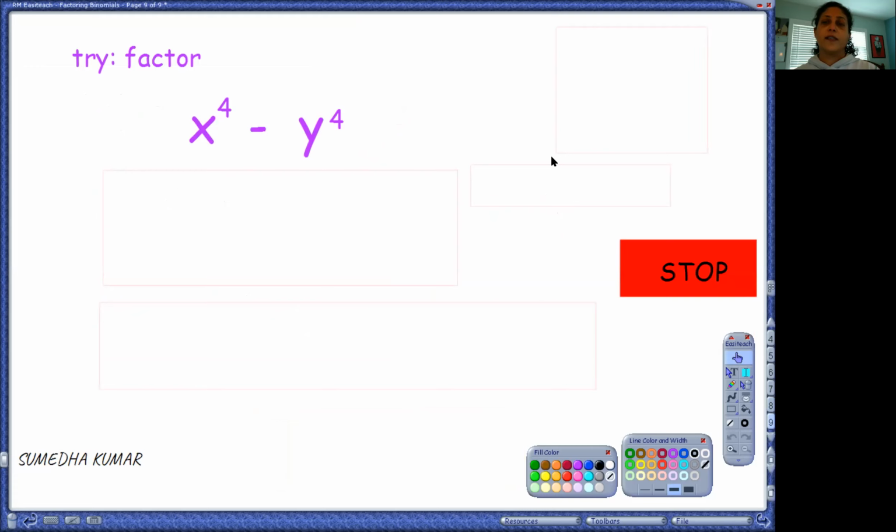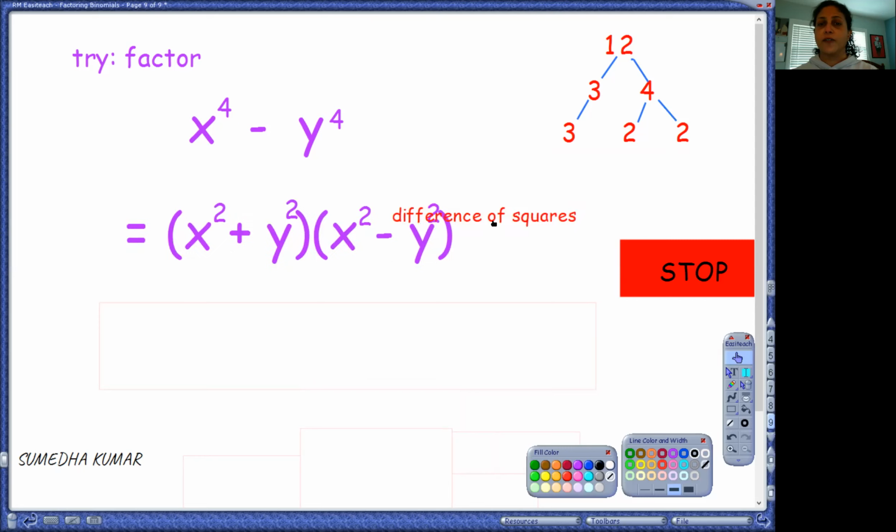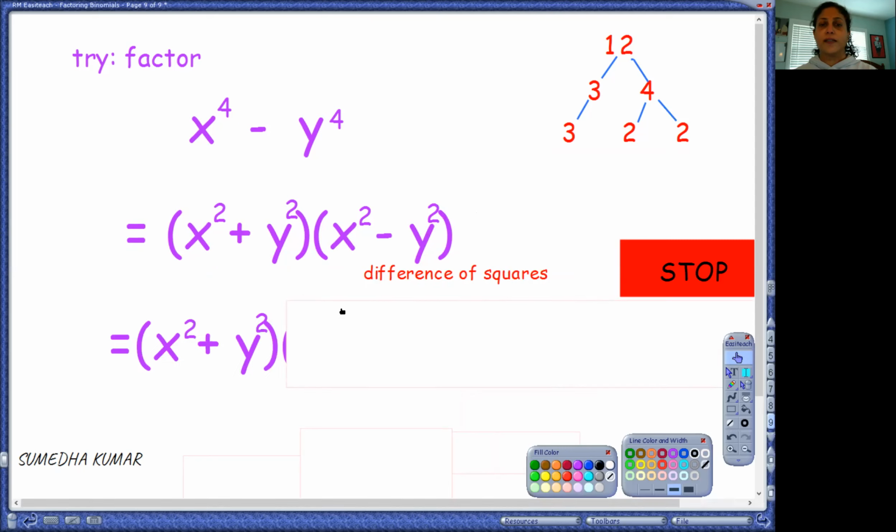And I want you to try this. This is a little bit more challenging. So let's say you see, oh, these are perfect squares. Let me factor it out. And it becomes like so. But then the second one is still a difference of squares. This is like taking 12 and you have factored out 3 and 4, but the 4 needs to be factored further. So same way, the x squared minus y squared needs to be factored further because it is a difference of squares. And so you'll keep the first factor, and then the second factor becomes x plus y times x minus y.